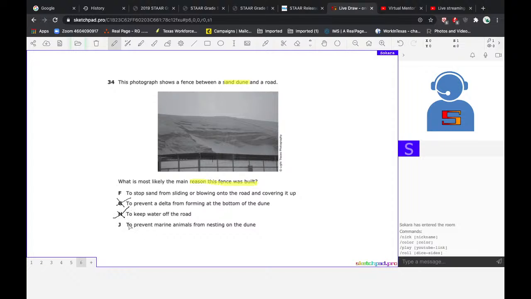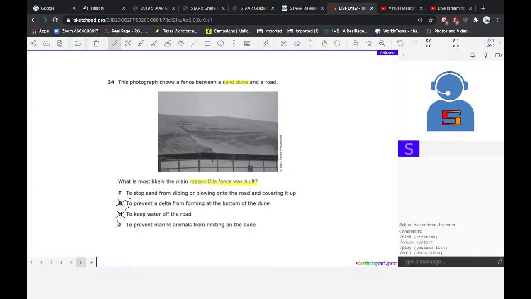Then option choice J. To prevent marine animals from nesting on the dune. Well, this is definitely not correct. The fence isn't going to prevent animals like seagulls or any marine animals for that matter from resting on the road because it's just a fence, right? And seagulls can fly over the fence.